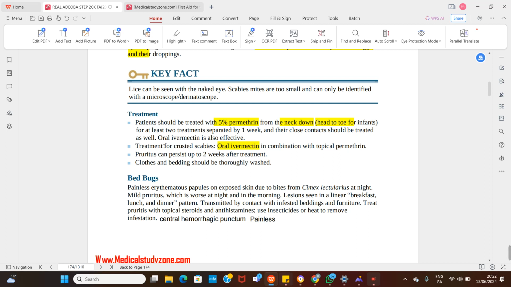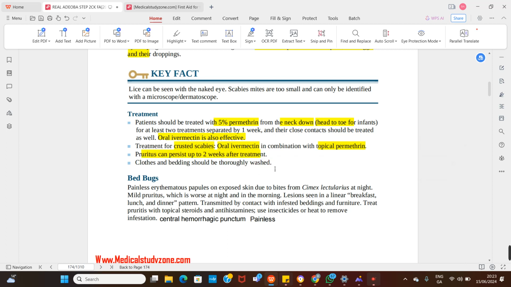Then you can also use oral ivermectin. It's also very effective. It's not only for onchocerciasis. Ivermectin is also indicated in the treatment of scabies, right? So it's not topical like 5% permethrin. It's oral. You have to take it. And for an individual with the crusted one, which is a more disseminated one, you combine your oral ivermectin with a topical permethrin, right? Sometimes the pruritus can persist for 2 weeks.